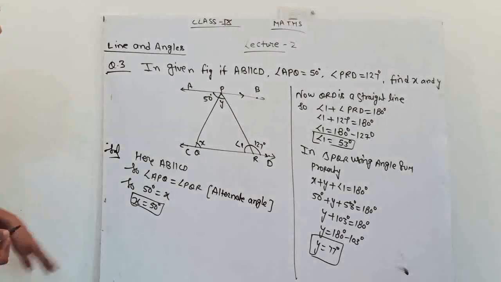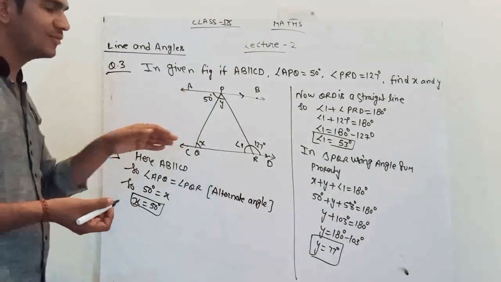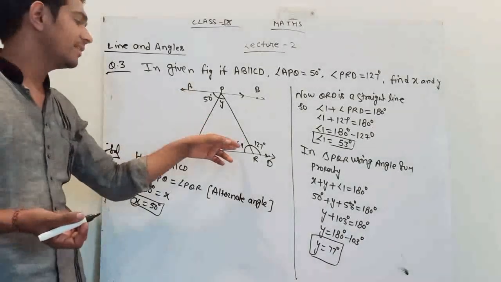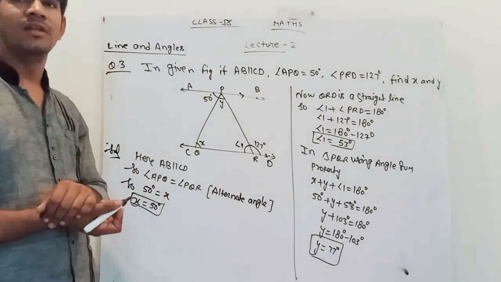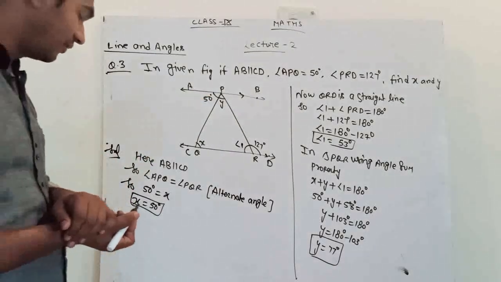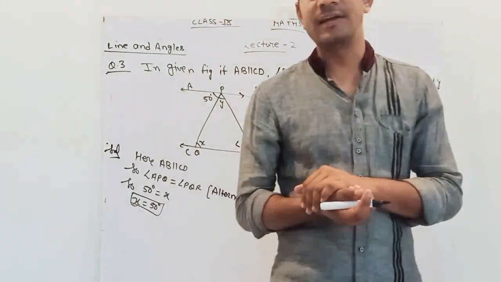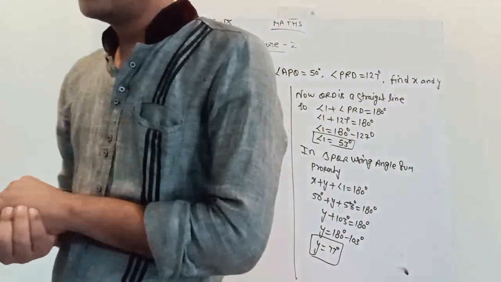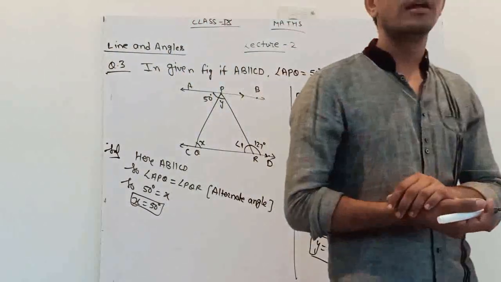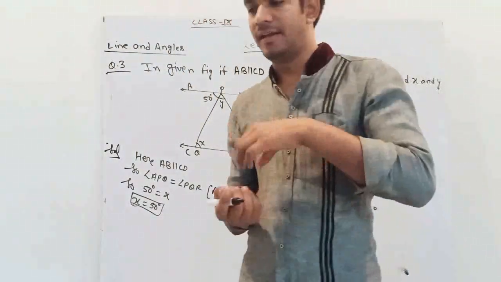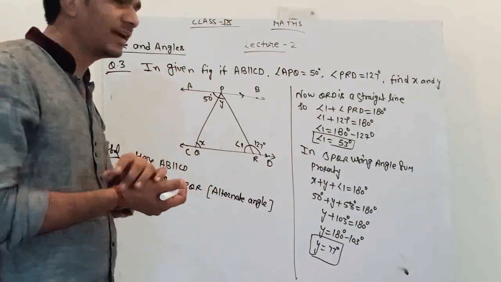Understand? So firstly, we found the value of X using the concept of alternate angles. Then we found angle 1 using the linear pair concept. Then we found the value of Y. So in today's lecture, we discussed questions based on alternate angles, co-interior angles, and corresponding angles. In the next lecture, we will also discuss some more complicated questions based on these angles.